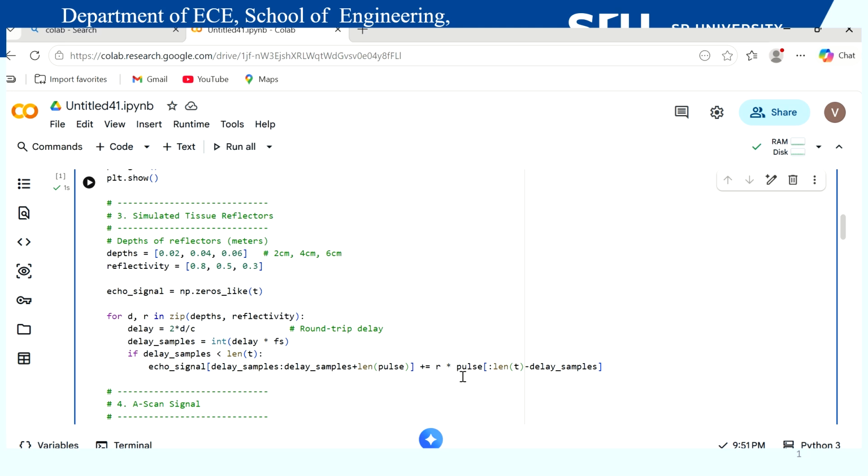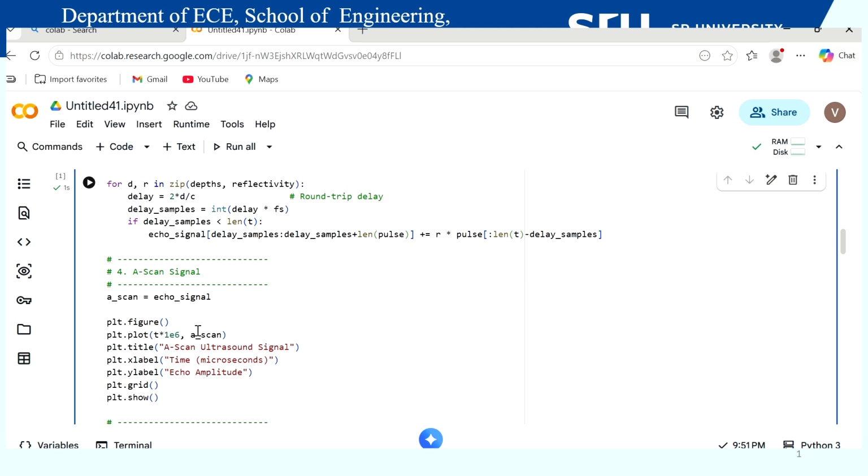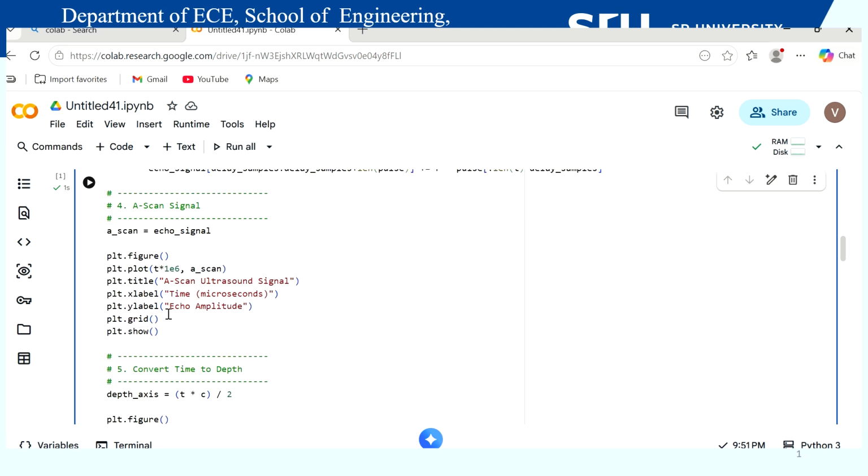So this shifts the transmitted pulse by the delay amount and multiplies it by the reflectivity, that is, amplitude reduction. So we get the delayed echo at the correct times, and then the A-scan signal. And what is the code for this? A_scan is equal to echo_signal. Then the A-scan shows amplitude versus time. Each spike corresponds to a tissue boundary.